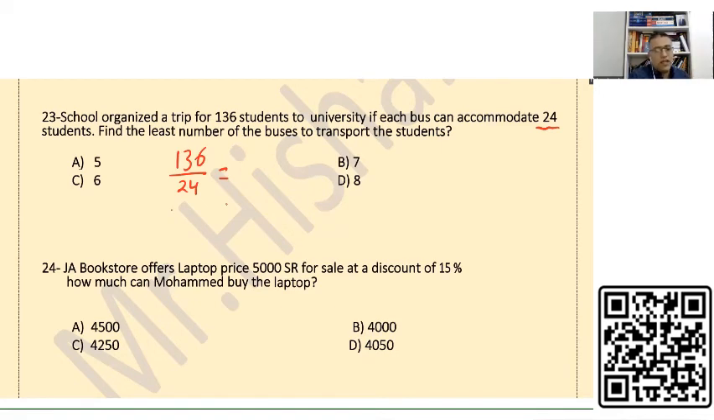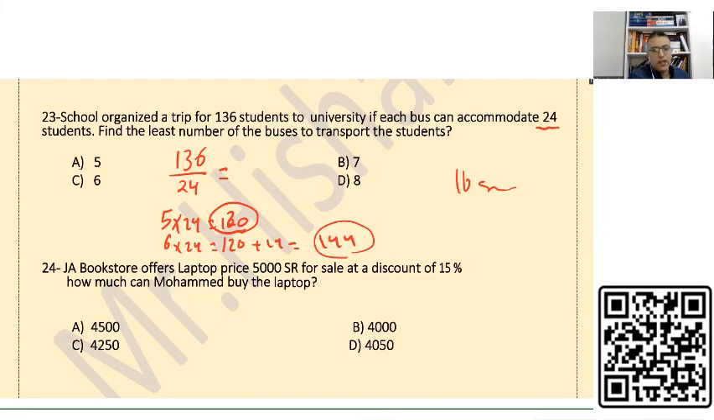I can hear one of the students say that 5 multiplied by 24 is 100. Oh, sorry, 5 times 24 is 120. So for 6 multiplied by 24, I'm going to add 24 to 120, which is 144. If it's 120, I will have 16 students left. And if it's 144, I will fit all the students in the buses. So I'm going with 6 because I can't leave behind any students.